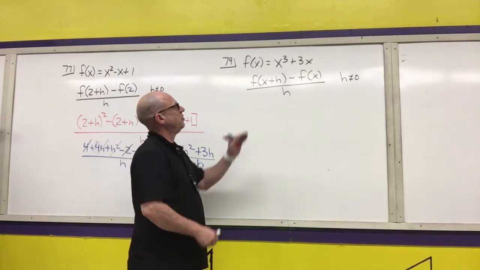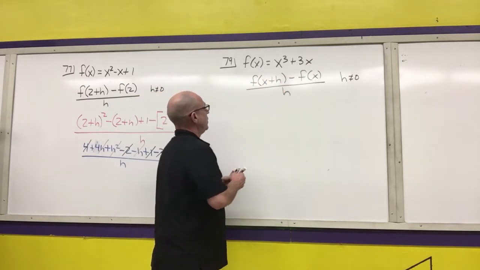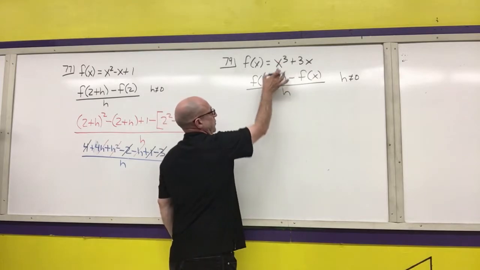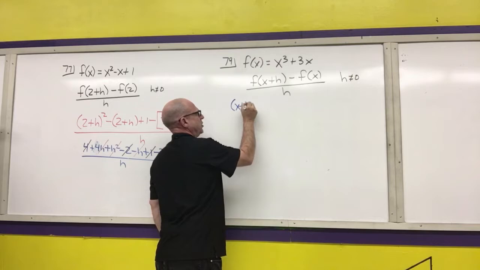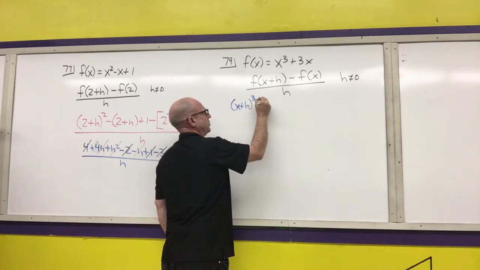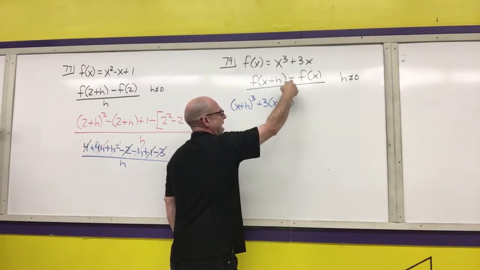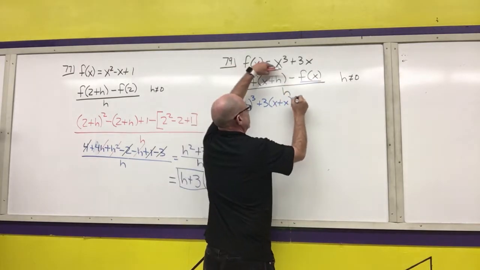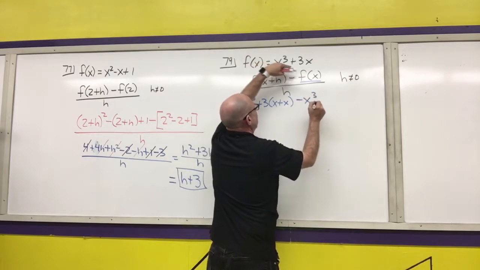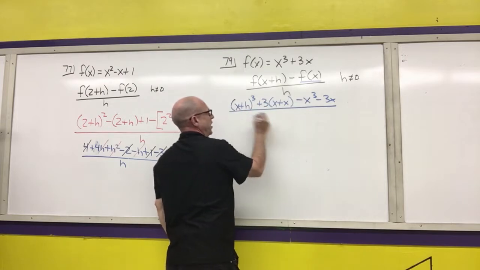The next question is to evaluate x cubed plus 3x using the difference quotient. Again, everywhere there's an x, I'm going to replace it with an x plus h. So I have (x plus h) cubed plus 3 times (x plus h) minus my original function. So minus x cubed minus 3x, all over h.